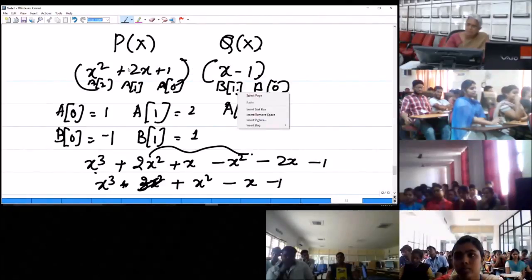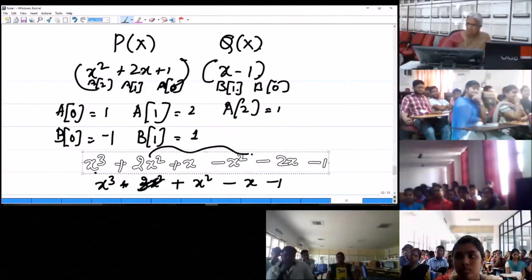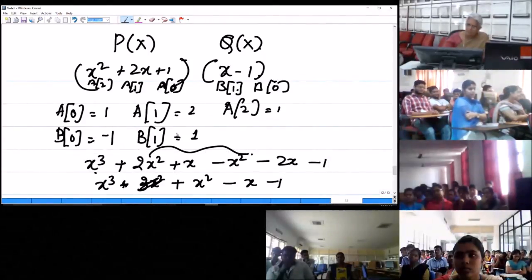So the degree of the term becomes the sum of the indices of the arrays A and B. Similarly here, this is of degree 1 and this is of degree 0, and I multiply x with this, which gives me the term x; 1 plus 0 is equal to 1, so its degree is 1. Similarly, minus 1 multiplied with x squared will be minus x squared. This is of degree 0, this is of degree 2, and the sum of the two degrees, 2 plus 0 is 2, and that's why you get minus x squared.